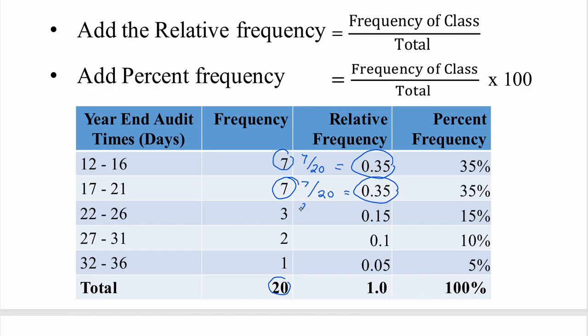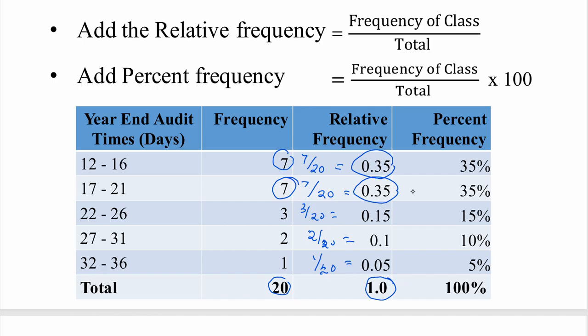The third has 3 out of 20 for a relative frequency of 0.15. And then for the fourth class, we have 2 out of 20 for a relative frequency of 0.1. And then the same for the last, 1 out of 20 for a relative frequency of 0.05. Now, when you add up these relative frequencies, it should be equal to 1.0. Be careful. When you add up your relative frequency and it's not equal to 1.0, it means you are making a mistake somewhere.